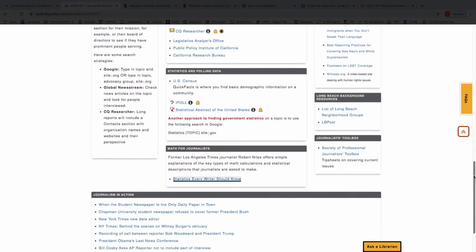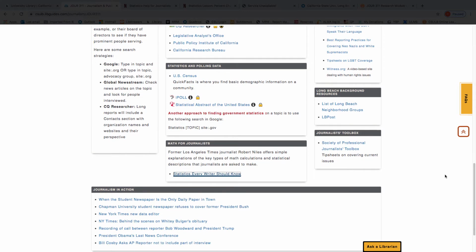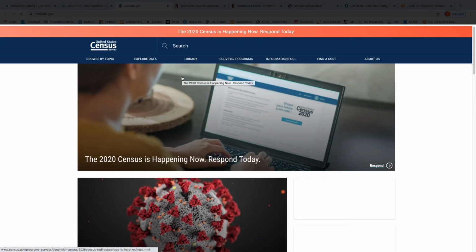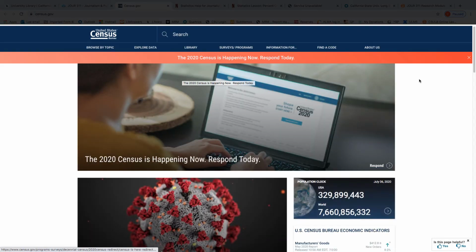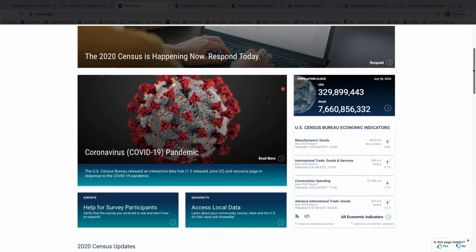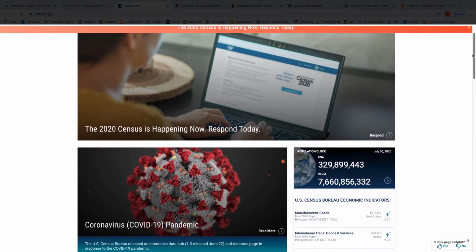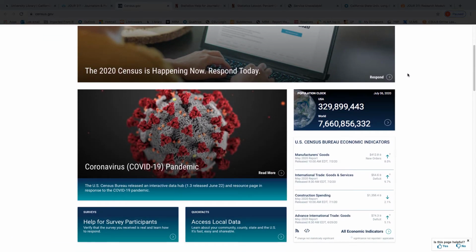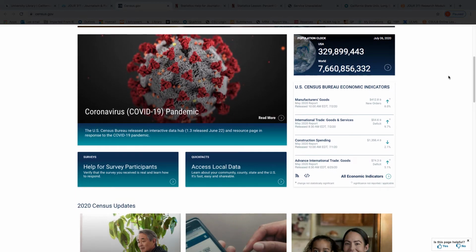Now we're going to spend a couple of minutes looking at two sources of data that could be useful to you when you're reporting. The first one is the U.S. Census. The basic U.S. Census information is information that you have to know how to gather from the time you're an intern. You don't want to be even in an internship situation where you don't know how to find basic demographic information about a community.